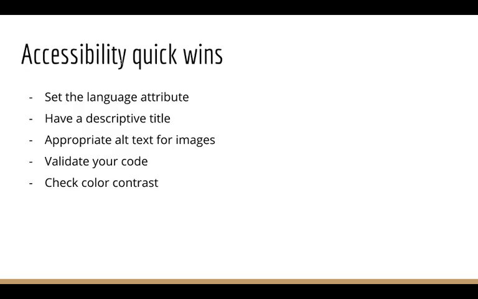So some quick wins that we want to cover are, as you saw, the website that I had there was missing the language attribute. You want to have a descriptive title in the head, appropriate alt text for images, and you want to validate your code using some of the tools we talked about.